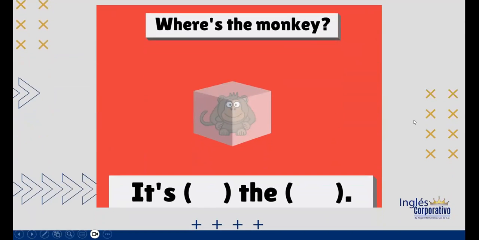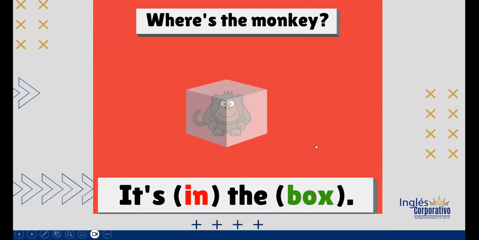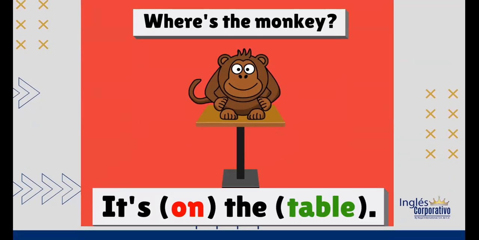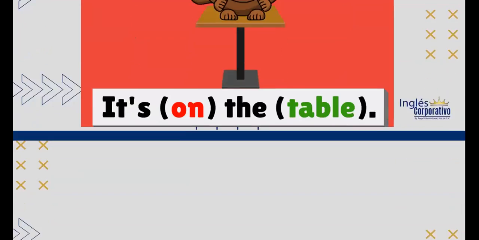For example, where is the monkey here? It's in the box. Okay, let's see. Yes, very good. Where is the monkey? It's on the box. On the table. It's on the table, right? Sobre, very good.